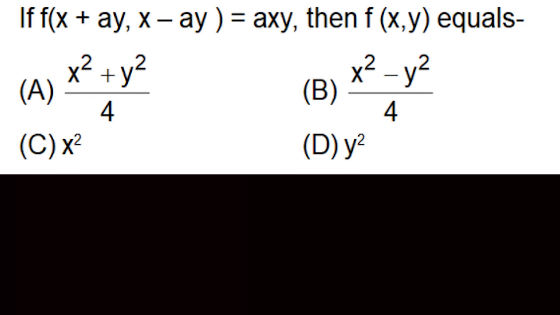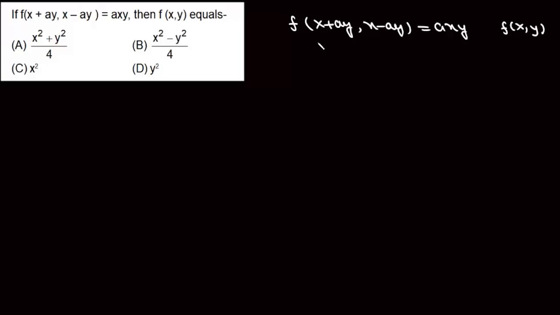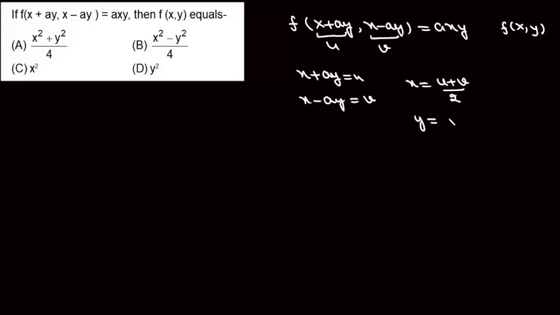Now here we are given a function which is f(x + ay, x − ay) = axy. We need to find f(x, y). So in this, we'll simply take this as some u and this as v. So we'll get x + ay = u and x − ay = v. If we add them, we'll get x as (u + v)/2. And if we subtract them, we'll get y as (u − v)/2a.